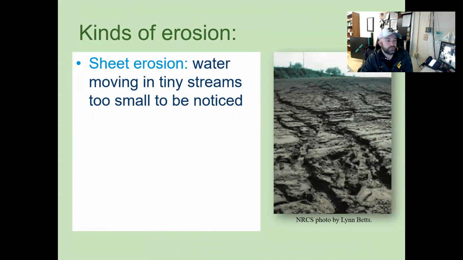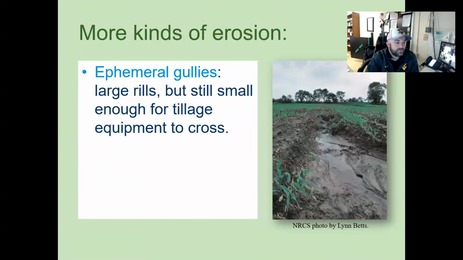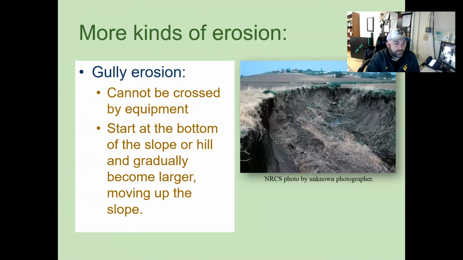Sheet erosion: water moving in streams too small to be noticed, but over time you will see it, just like in this picture on the right, where those streams were forming. Rill erosion often occurs on slopes where water collects in channels, picking up energy as it moves down the hill. Typically whenever you have that coming down, it's going to be moving straight down that hill to the bottom. So we have ephemeral gullies, which are large rills but still small enough for tillage equipment to cross. Gully erosion cannot be crossed by equipment. It starts at the bottom of the slope or hill and gradually becomes larger, moving up the slope.